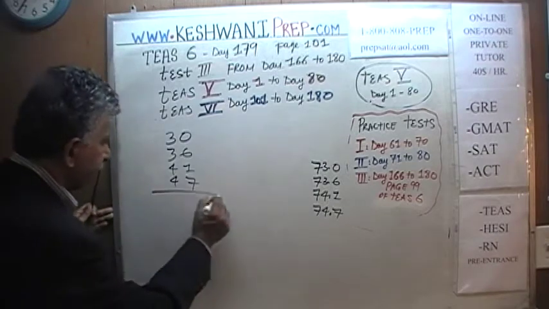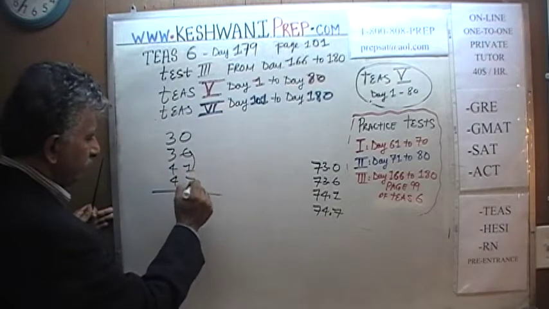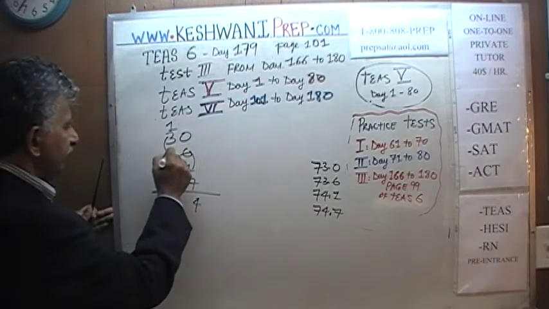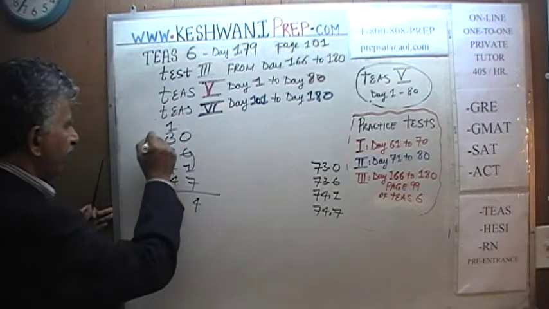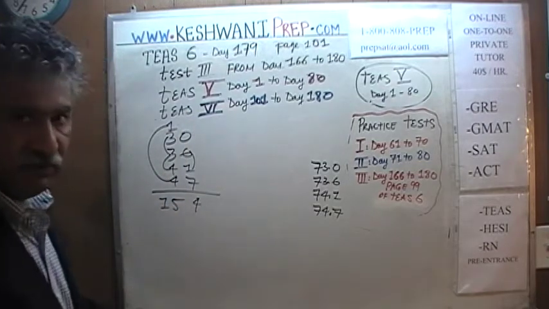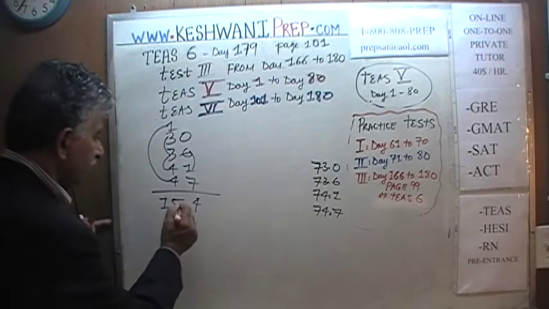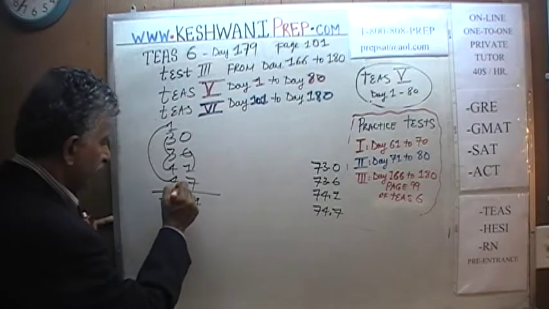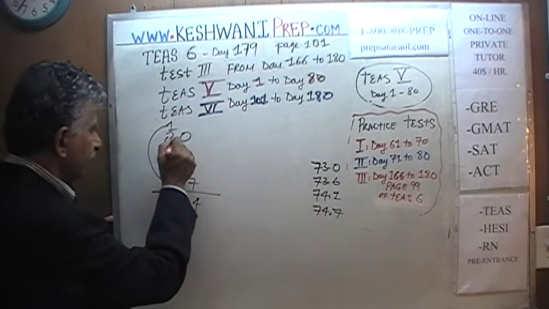Let's add them up. We get 6 plus 1 is 7, 7 plus 7 is 14, 4, carry 1. And we get 3 plus 3 is 6, 6 plus 4 is 10, and 10, 5 plus 1 is 15. Keep in mind that 15 is not 15. It is actually 15.4 because decimal points exist here.